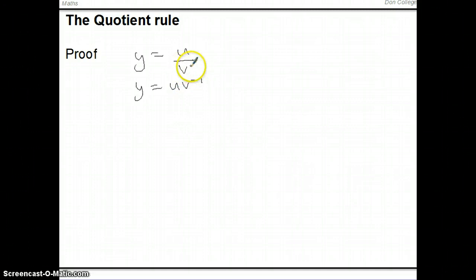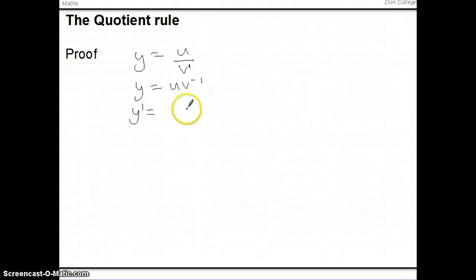Bring that up, that's as if it was v to the power of 1. So you bring it up and then we just use the product rule on it. But when we come to differentiate this part, we have to use the chain rule. So I'll just very quickly go through that, just for interest.